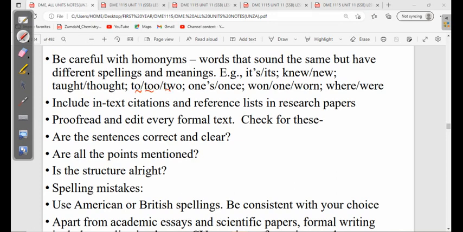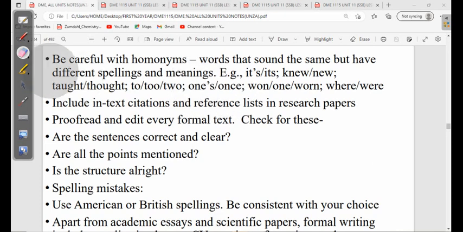And also include in-text citations and reference lists in research papers. So as you give some ideas, or you want a statement to be supported, a statement that you are bringing out, you need to make sure that you bring out citations and also references that are supporting the statements that you are making, even within the text. So for example, when you have narrated a story and you want to bring out a word that someone was saying, you need to make sure that you can even bring a citation, just cite what someone already said.